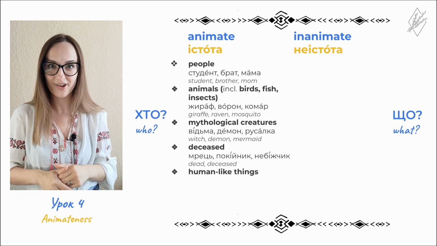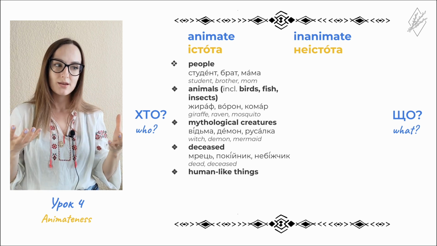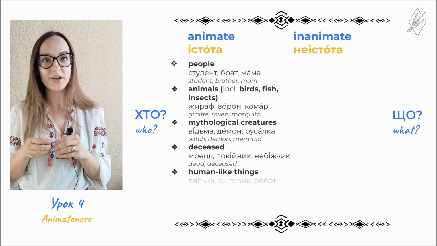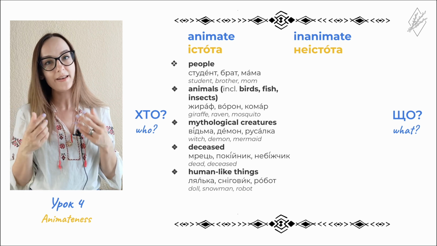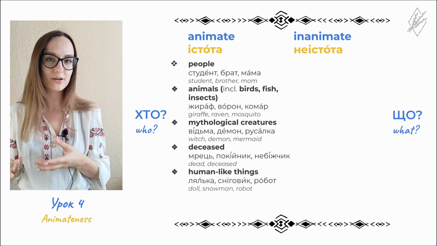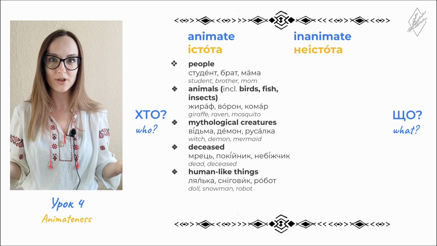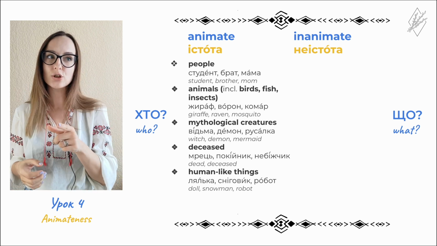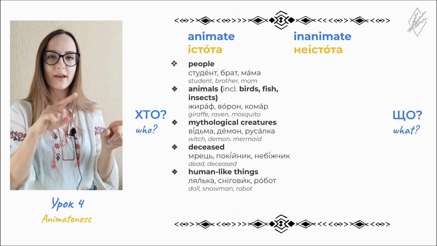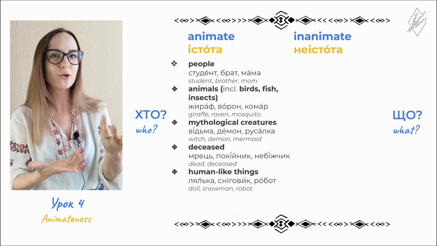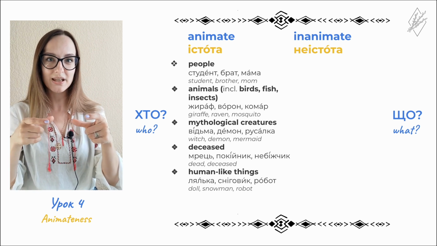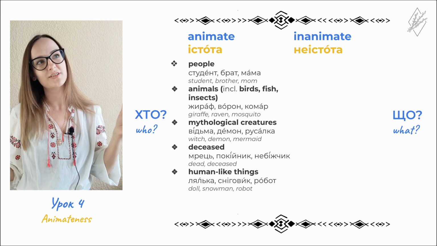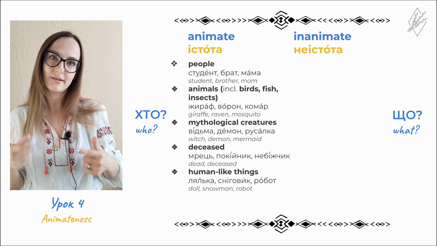Also, an interesting fact is that we would say that the words that look like human-like ones will be animate too. So such words as лялька, сніговик, робот will be animate. So about them we will use the question who, хто. And also even the toys that look like animals, about them we also would say хто. For example, my dog has a toy pig, and I would say хто це? Who is this? This is a pig. Це Хрюша. So even if they are not alive, we still say that they're animate.